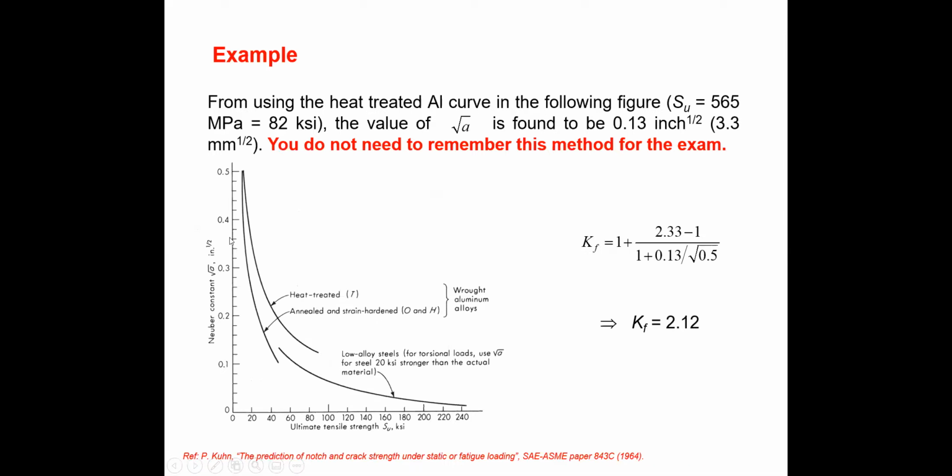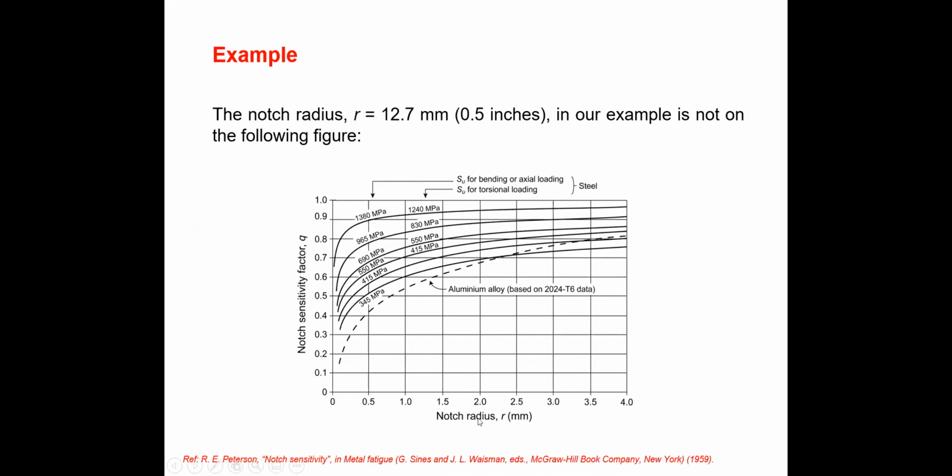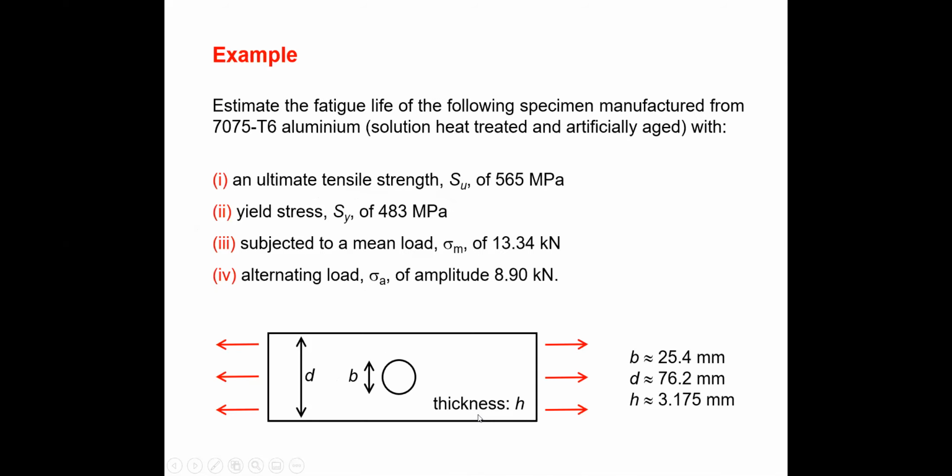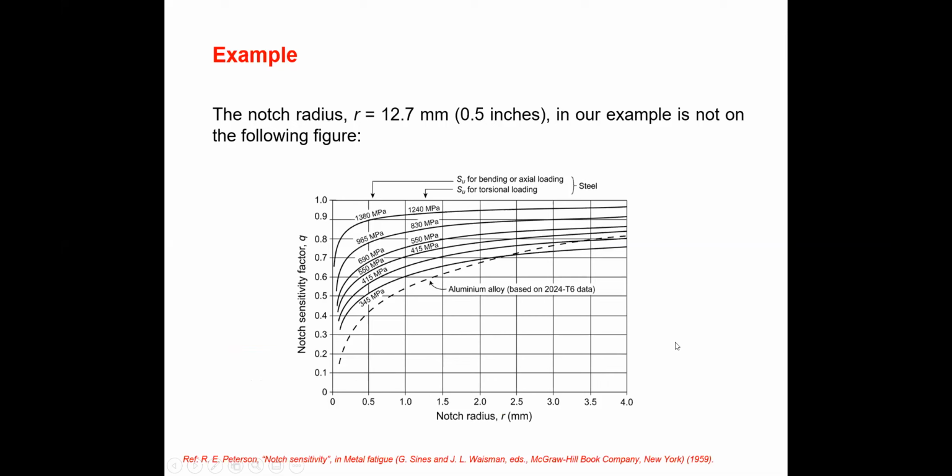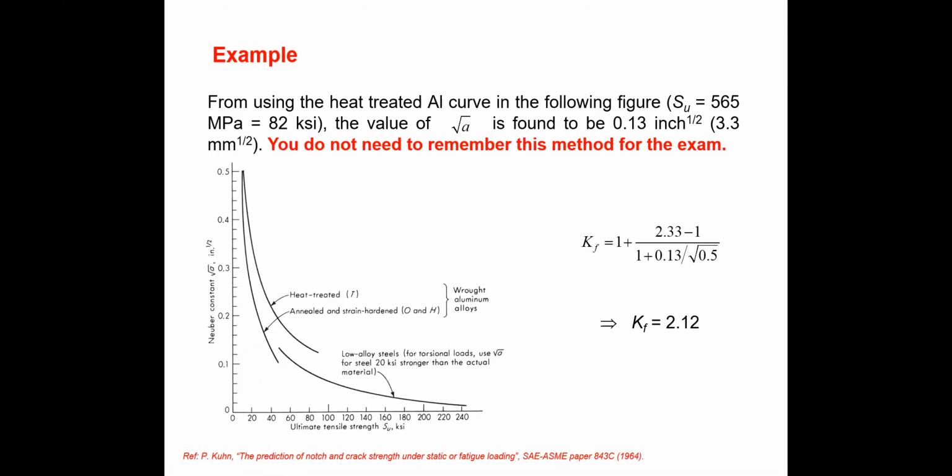So if you find the ultimate strength and notch radius in here, what is the notch radius? It is 25.4. In here, notch radius is only available up to 4 millimeter. So in our case, it is 25, so we can't use this diagram for this calculation. Then what you need to do, there is another theory, which you will learn from this question. So this is the theory. As they mentioned, you don't need to remember this method. They will provide this graph, then you can easily find it.